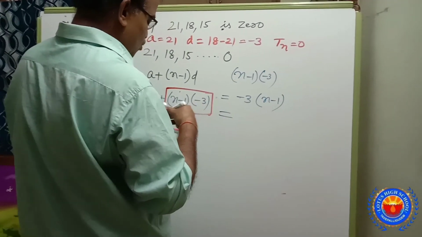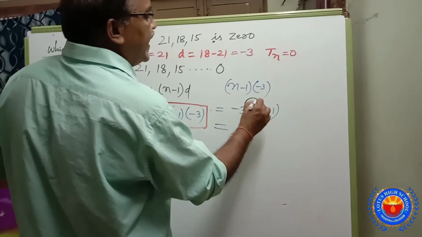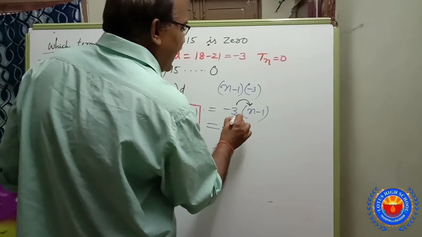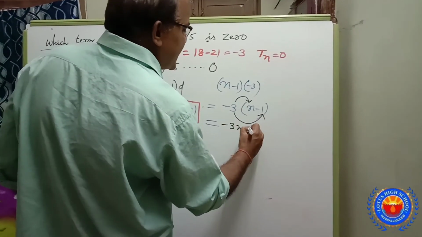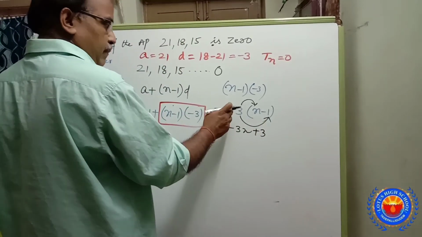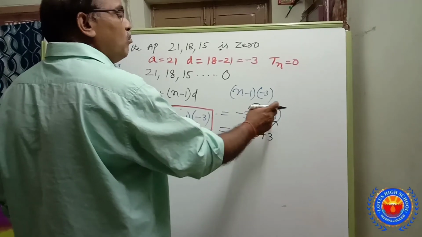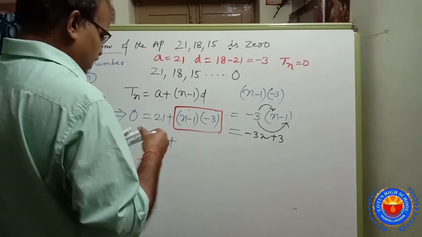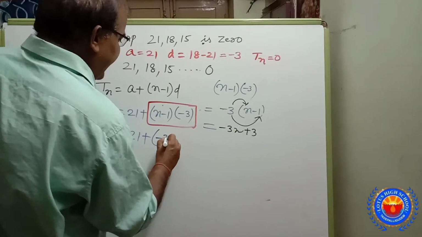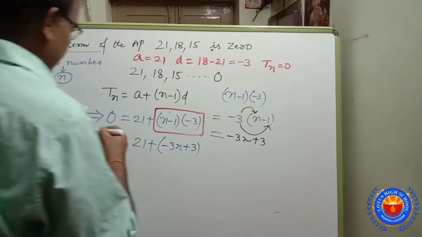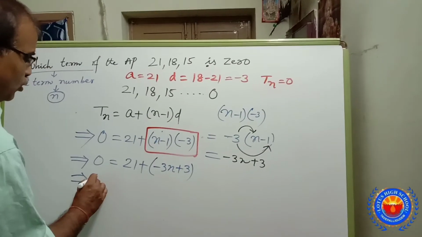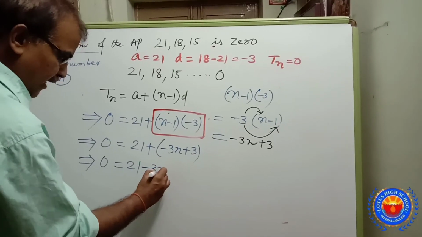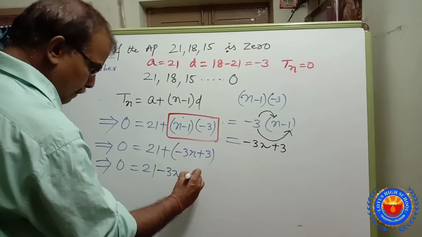You multiply minus 3 into n, minus 3n. Minus 3 into minus 1, plus 3. Very, very important. So, I'll write here in brackets minus 3n plus 3. Just remove the brackets. 0 is equal to 21, plus symbol only, no plus or minus, 3n only. So as it is, you can break minus 3n plus 3.